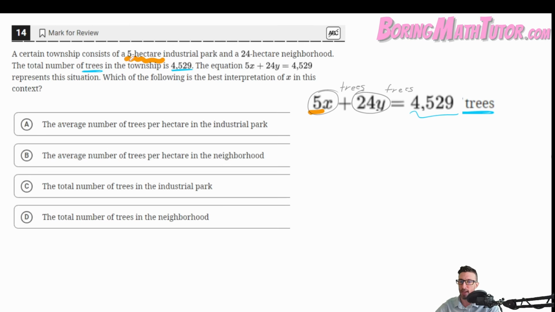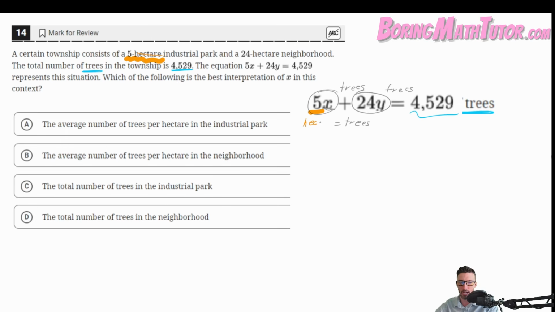Well, they're saying that the 5 is a hectare. Hectare is kind of like an acre. It's just a way that you measure land area. That doesn't really matter too much for our unit analysis, though. I'm just going to call that a hec. But remember, it's going to be hec times the unit for the x, which is going to have to somehow come out to a unit of trees.